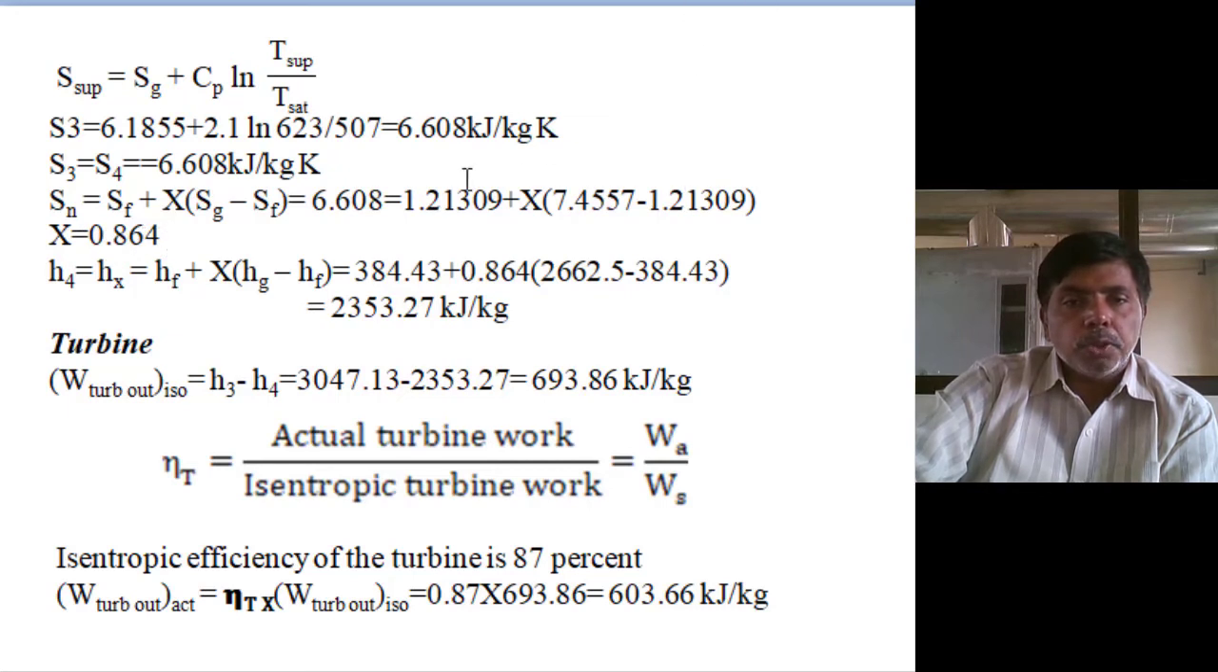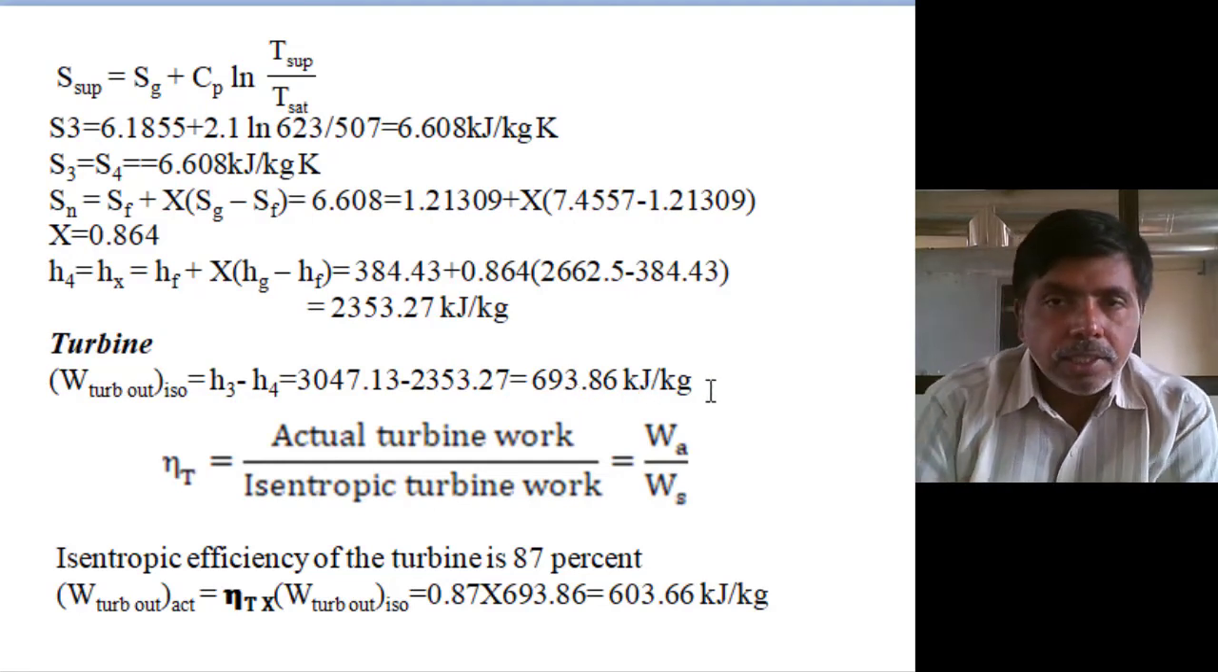By isoentropic process we are assuming, we are determining superheated entropy. Same entropy is there, and 0.75 bar SF, SG we substituted. Then we determine the X value. Once we know the dryness fraction, then the turbine outlet enthalpy we can determine, H4 at dryness fraction 0.864. Then turbine outlet enthalpy is 2353.27 kilojoules per kg. Then isoentropic turbine output equals H3 minus H4. Then you got 693.86 kilojoules per kg.